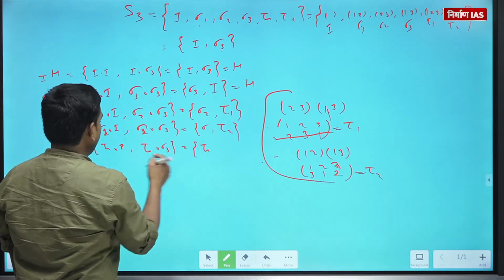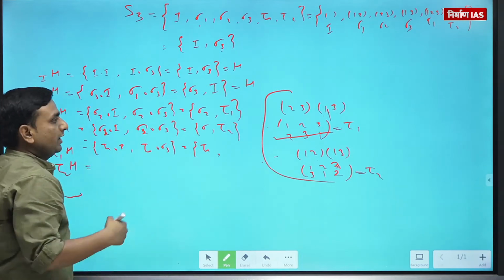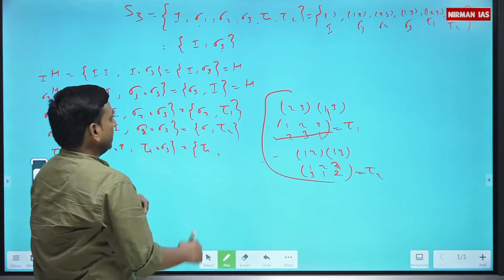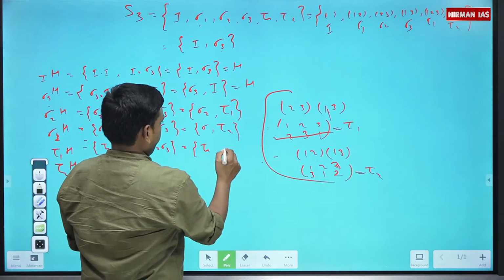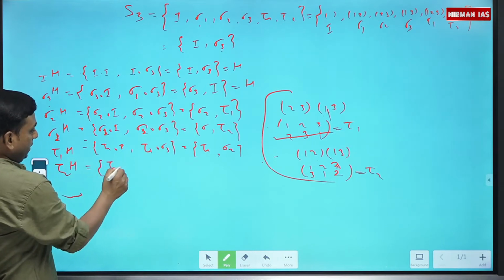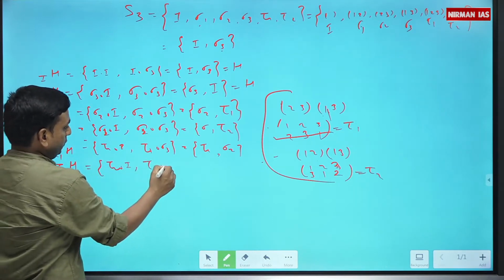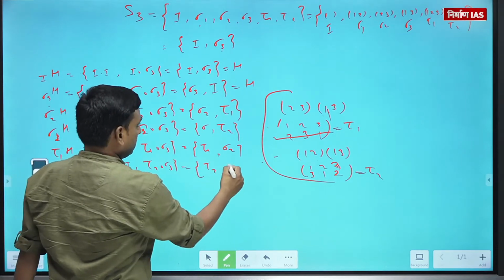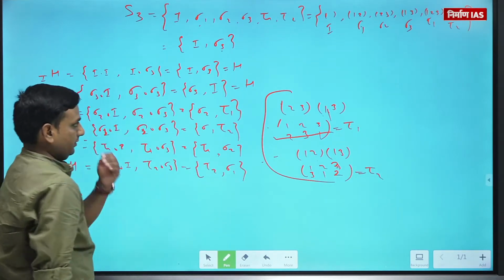It will be tau 1 composition tau 1. And you just calculate tau 1 composition sigma 3 in the same fashion. You will be getting sigma 2. Tau 2 composition I, tau 2 composition sigma 3. This will be tau 2 comma sigma 1.